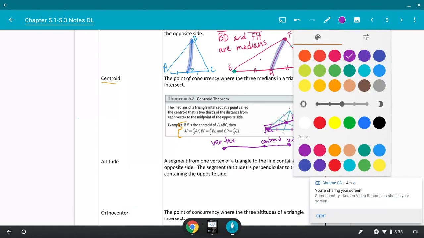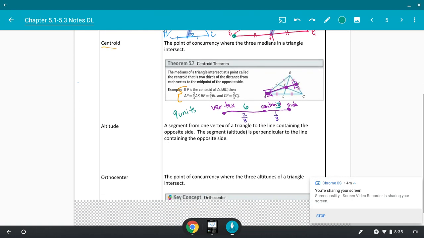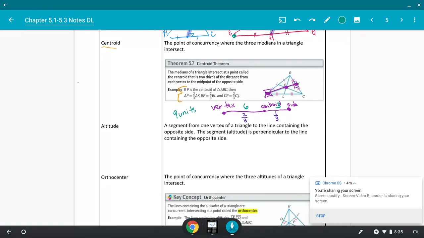And what's true about these two segments, and this is what's interesting, is that from the vertex to that middle point is 2/3 of the length, and this is 1/3. So for example, if we had a line that was 9 units long, that means this section would be 6 and this section would be 3, because this one's going to be twice as long. Okay, so that's what's useful about that. The interesting piece of information.